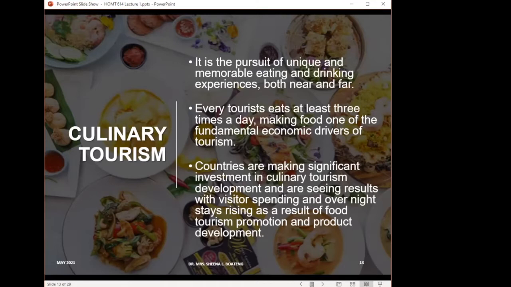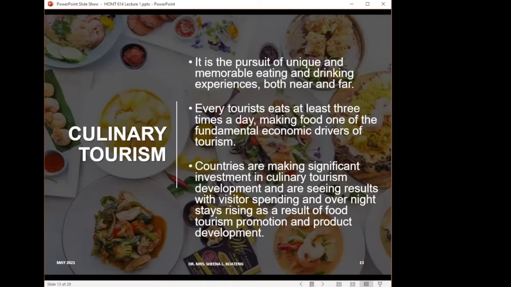So countries are making significant investments into culinary tourism development, and they are seeing results, right? With visitor spending and overnight stays rising as a result of food tourism promotion and product development. So there are certain countries that are currently very popular for their street food. Do you know that? Because the government has been investing in the street food sector.